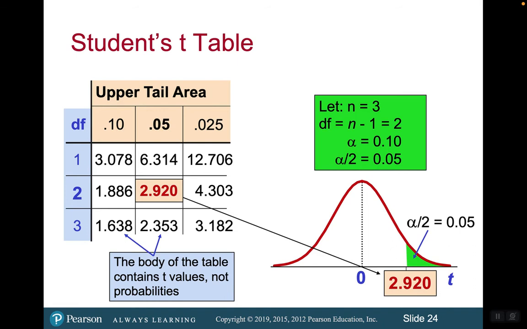The t-table works very much like the z-table looked. Basically, what we're going to be looking at is our degrees of freedom. The one thing that's different between the z-tables and the t-tables is that in the z-tables, the values in the table are probabilities. In the t-tables, the values are what we call t-values.